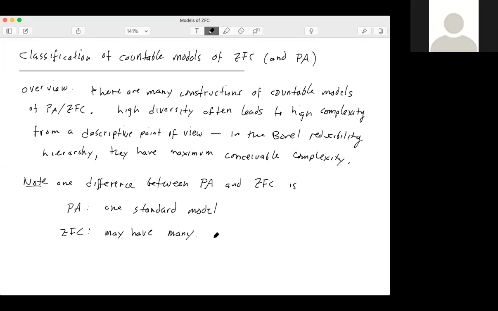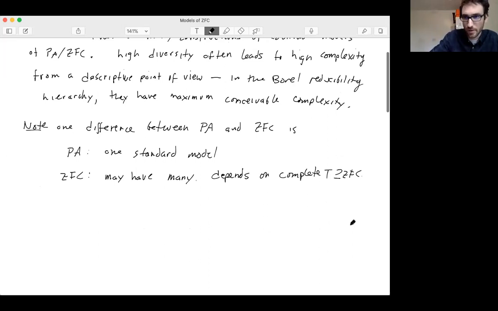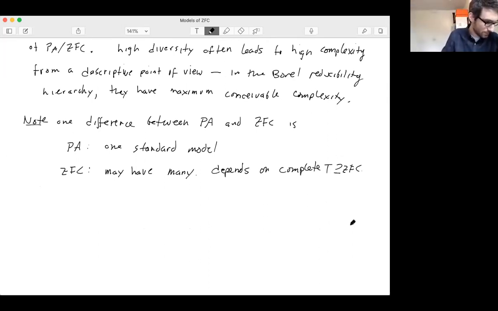Sorry, question? Standard means transitive here for ZFC models? Yeah, exactly. So some theories may have many standard models. It depends on the particular completion, the complete T. So we'll just look at a couple of cases there. If you're interested in classifying those, the answer might be a little bit different than just classifying all possibly non-standard models, later on.